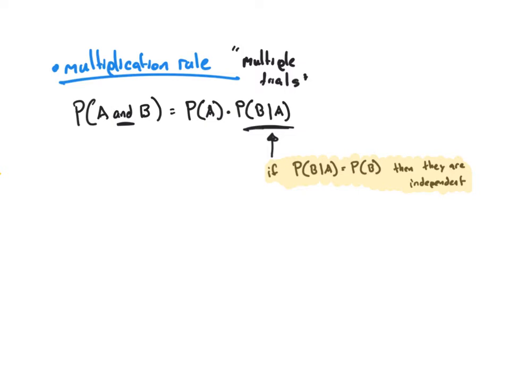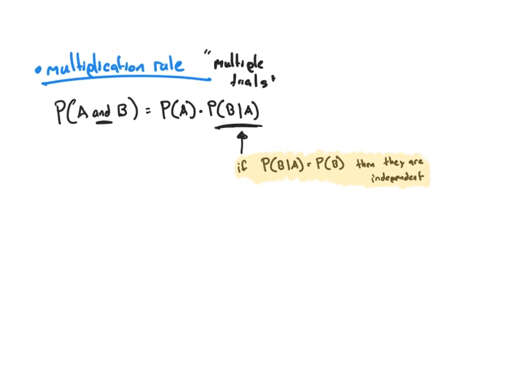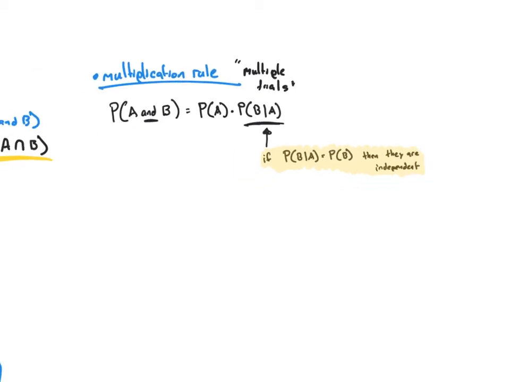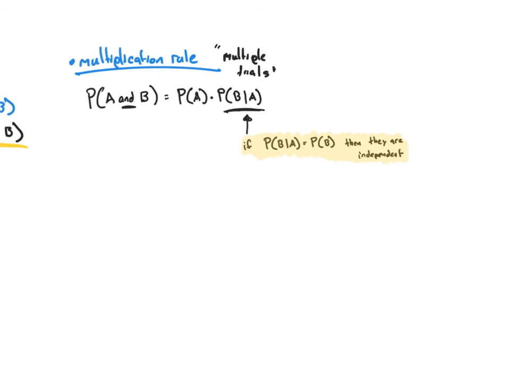Okay, so that's what it would be right there. If B given A is equal to B alone, then A and B had to have been independent because A had no merit on it. If there is dependency there, you're gonna have to think through the dependency. Just gonna have to do that. Okay, so that's what we got there on the multiplication rule.